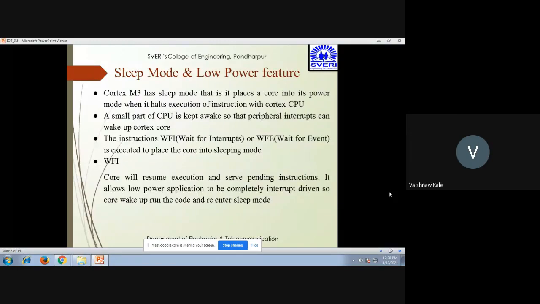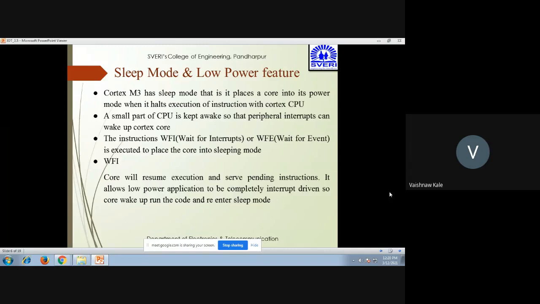Then sleep mode and low power feature. This is one of the most important features of Cortex M3, that because of the sleep mode it has, low power consumption is there. So this low power feature is very much useful when it goes into the sleep mode. So let us see what actually the sleep mode is and how it carries it out.